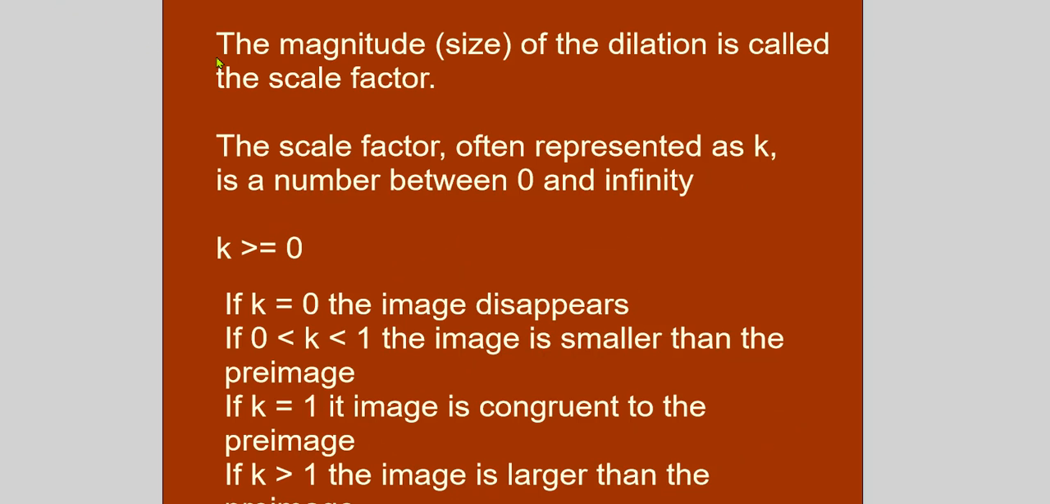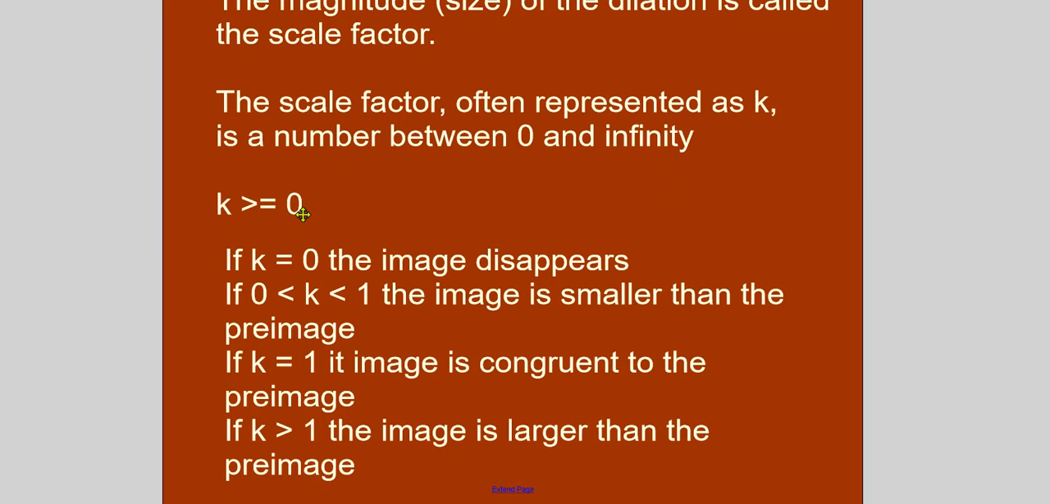The magnitude or size of the dilation is called the scale factor. Scale factor is often represented by the letter K and is a number between 0 and infinity. So K is greater than or equal to 0. If K equals 0, the image will disappear because you multiply anything on the pre-image by 0, it's 0, so it goes away.